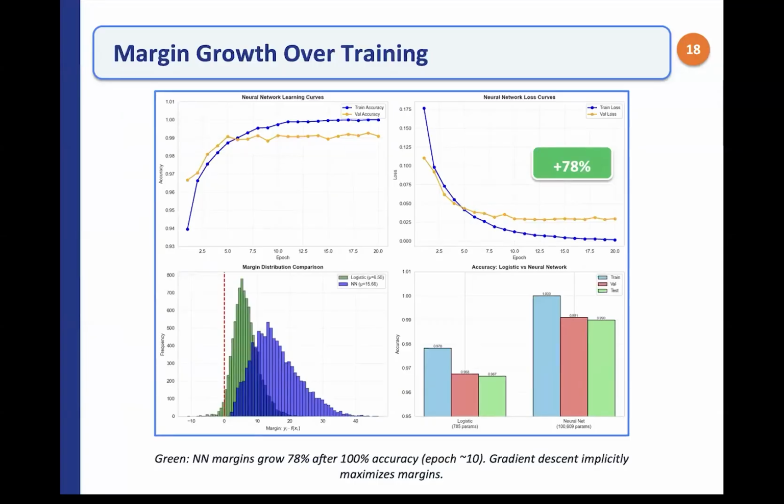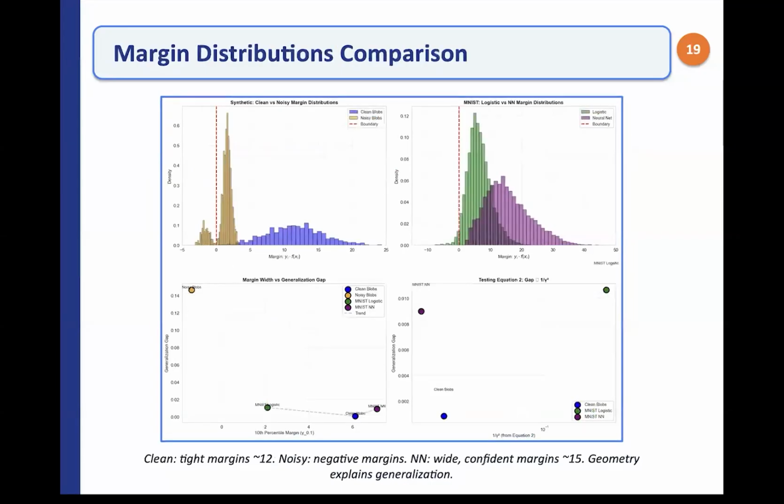This plot shows the training behavior over time. The green curve is the neural net's margin. The vertical line marks the epoch where training accuracy first hits 100%. After that point, the accuracy is flat, but the margin keeps increasing, ending up 78% higher by epoch 30. The purple dashed line is the logistic regression margin, and the neural net stays well above it. Gradient descent on cross entropy is implicitly pushing the decision boundary to increase its margins.